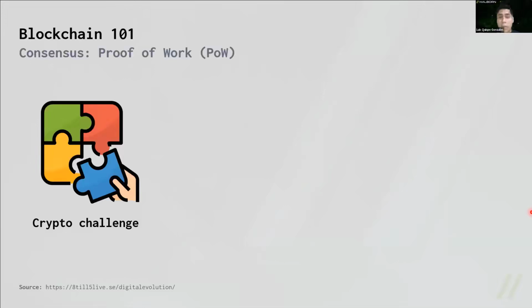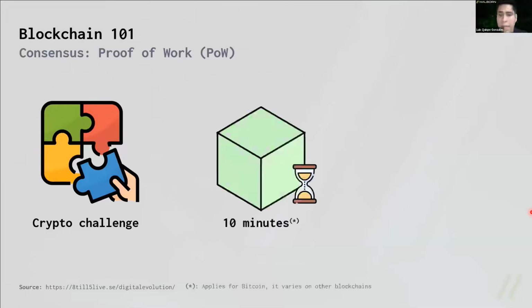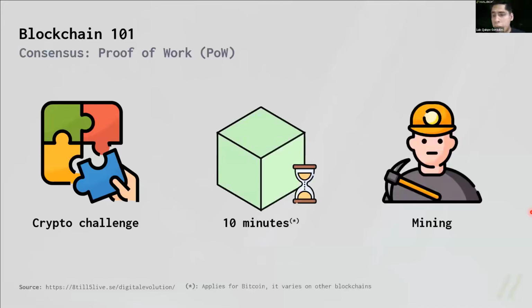And because you have to guess it, the more computational resources you have, the more likely you will be able to create the block. The mean time for block creation in Bitcoin is around 10 minutes. In other blockchains, it varies. This process is called mining. Obviously, the ones who participate in the process are called miners.